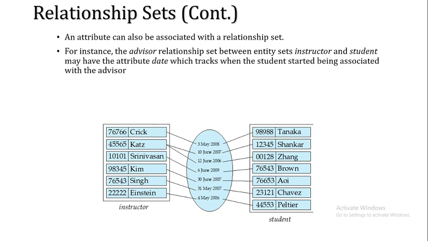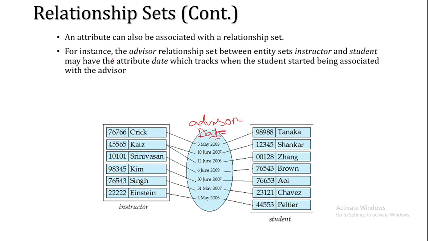Next, one more thing is that an attribute can also be associated with a relationship set. There are different attributes we can associate with a relationship. This is the advisor association between the student and instructor. If you observe these two entity sets and their association, we can have attributes on it. What are the attributes associated with this? Now, what does this signify?